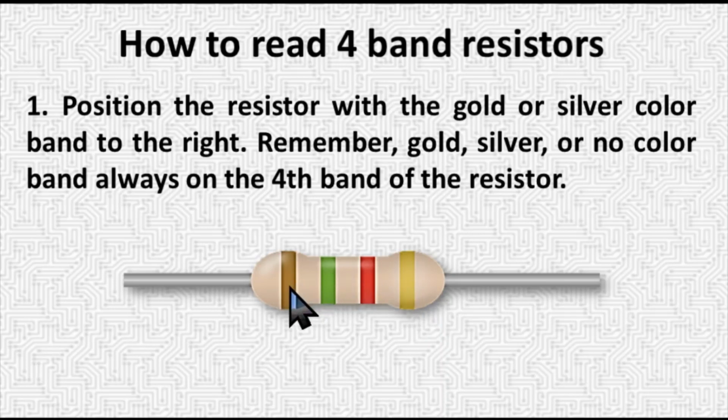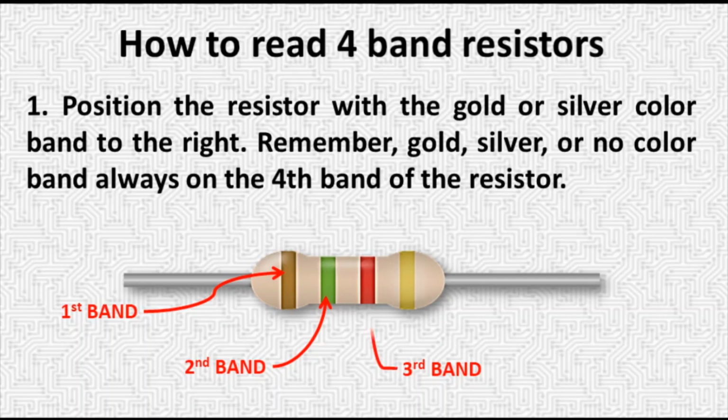No? This is brown, green, red, and gold. So, paano daw ba siya basahin? Yung una, since nasa kanan na yung gold or sometimes silver, first band yung nasa unahan, sa kaliwa. And then second band, yung pangalawa sa kanya. Third band yung pangatlo. And the fourth band or the tolerance is yung nasa kanan. Okay? Paliwanag po ba?